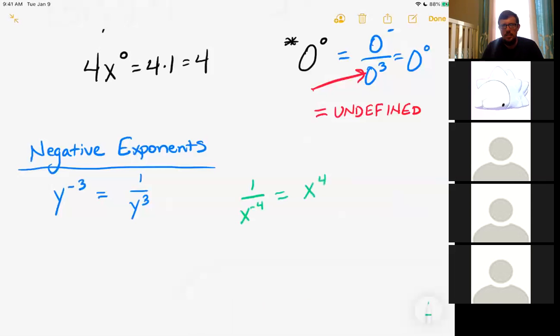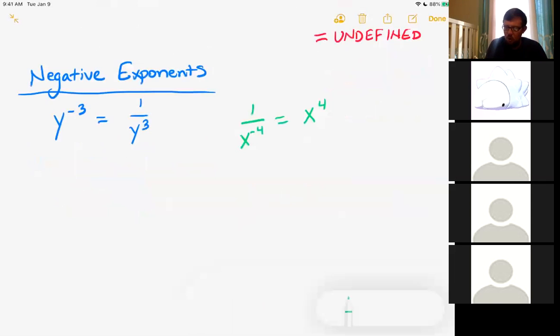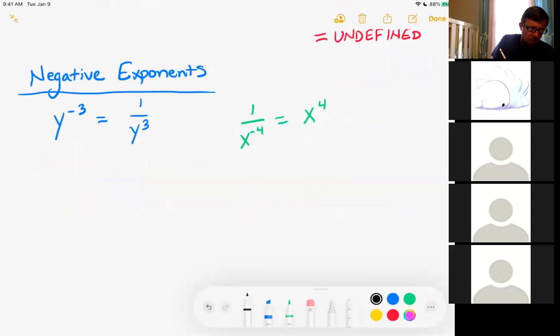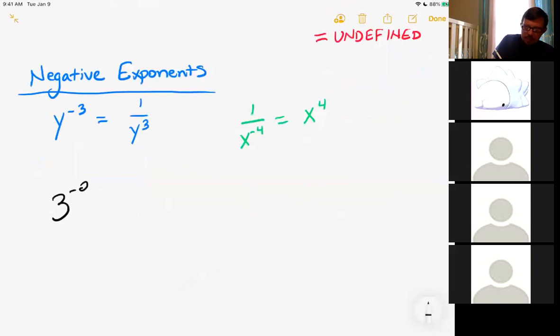So this one's going to take a little bit of practice. This is not quite as intuitive as the other rules. So if I had something like 3 to the negative second power, that would be the same thing as 1 over 3 to the positive second power. And 3 squared is 9, so 1 over 9.